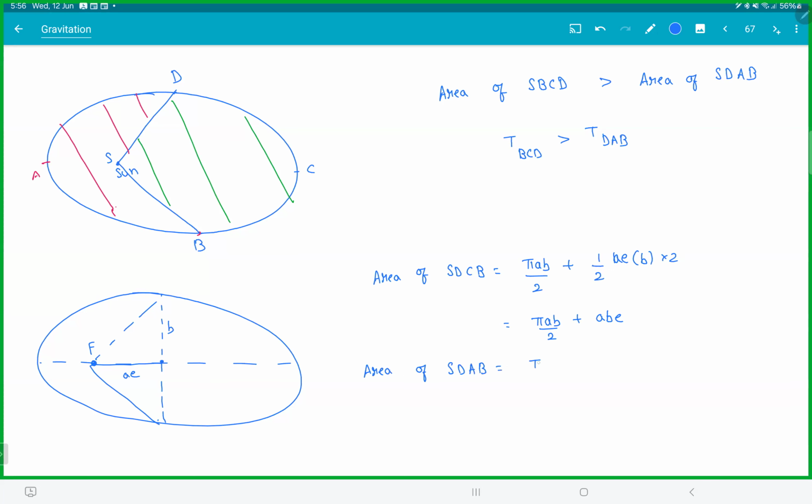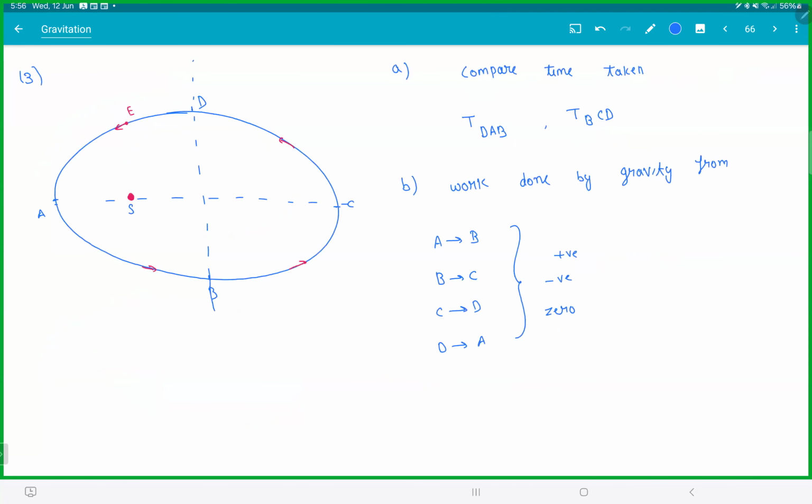SDAB would be the same thing, but pi AB by 2 minus ABE. Hope I'm writing right. There. So I need eccentricity on the minor axis. I could even find the ratio if you know eccentricity. We will cancel out.